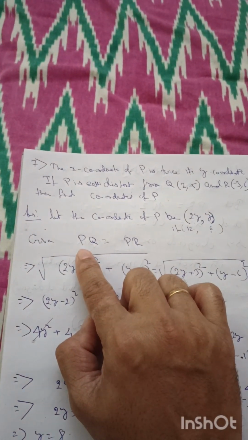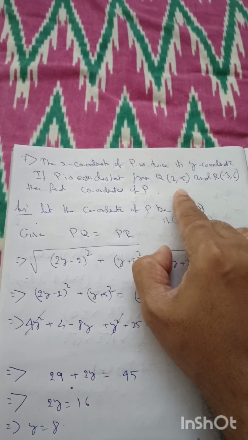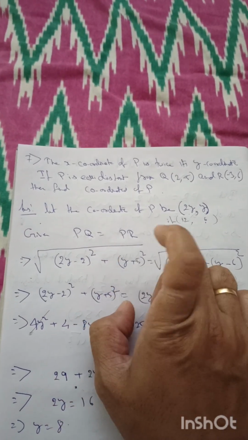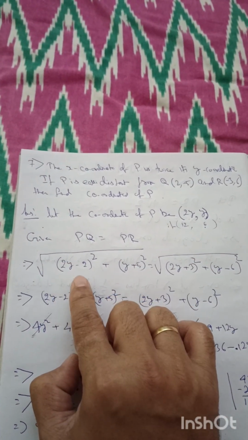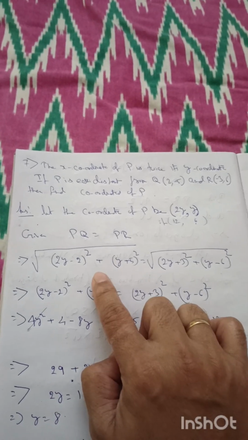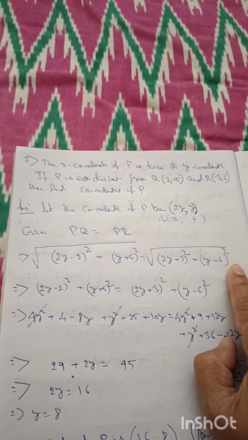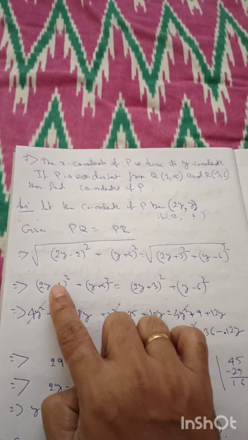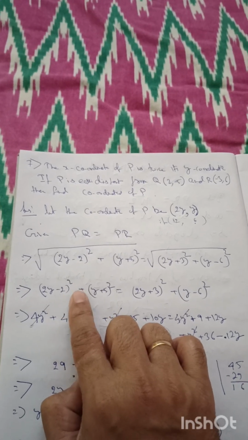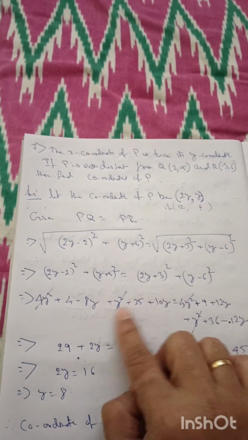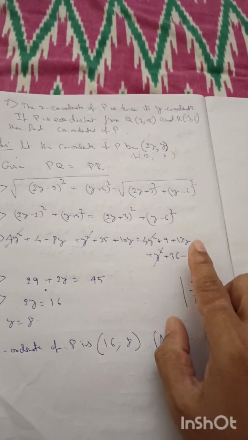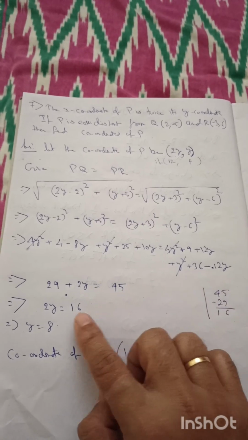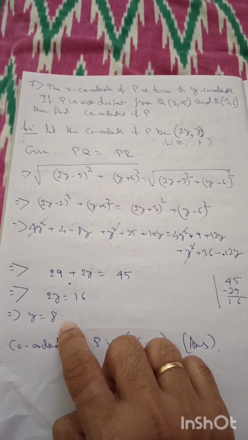Okay. Now it is given that P is equidistant from Q and R. So PQ equals PR. We simply apply the distance formula and we get this line. From this, on squaring both sides, we get this line. Then after removing the brackets, we get this line. Then after cancellation and simplification, we get the value of y is 8.